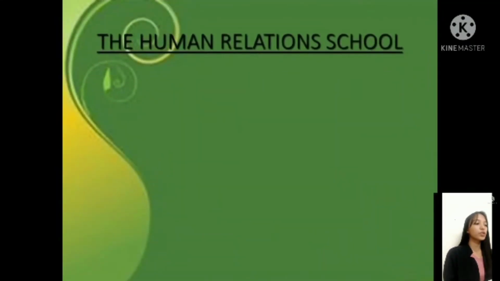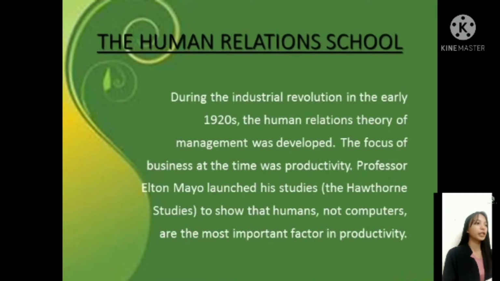The Human Relations School. During the Industrial Revolution in the early 1920s, the human relations theory of management was developed. The focus of business at the time was productivity. Professor Elton Mayo launched his studies, the Hawthorne studies, to show that humans, not machines, are the most important factors in productivity.